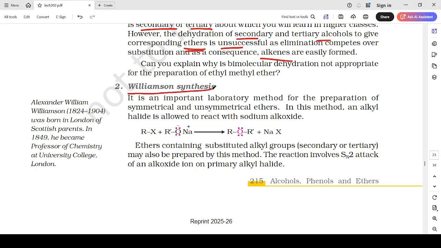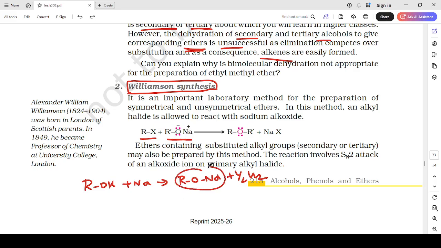We are moving on to the next synthesis, called Williamson synthesis. A synthesis in which you take an alkyl halide and treat it with sodium alkoxide. What is alkoxide? I have an alcohol. When I treat it with sodium metal, it forms RONa plus half a mole of hydrogen gas. This is called alkoxide. Since sodium is there, I call it sodium alkoxide. So I take an alkyl halide and treat it with RONa. Look what's happening. NaX is removed so that it forms ROR. This synthesis is called Williamson synthesis.